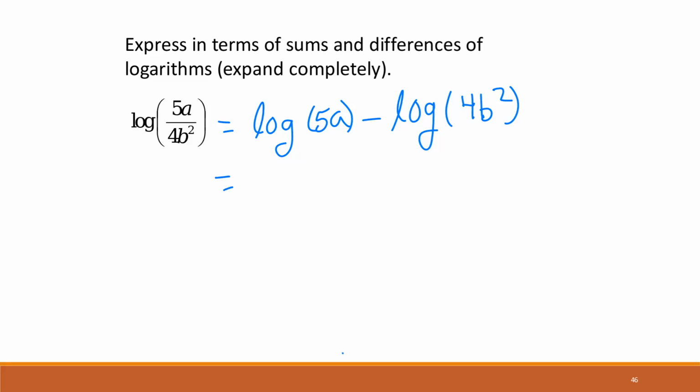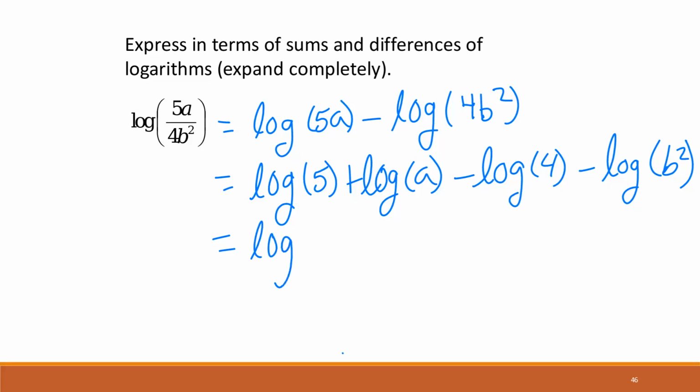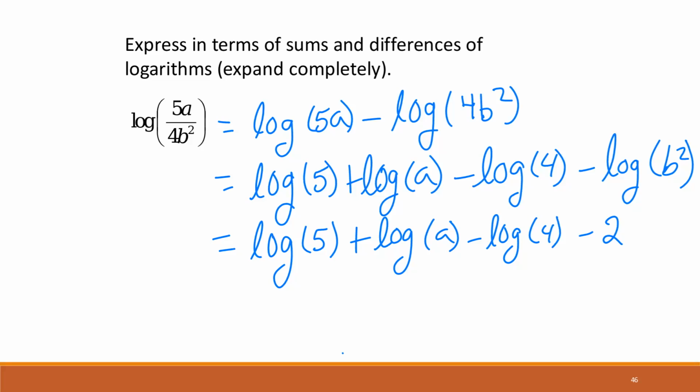So then our next step here would be log of 5 plus log of a minus log of 4 minus log of b squared. I just went ahead and distributed that negative there because I knew I was breaking it up into addition, but that negative is going to be distributed, so I went ahead and did that. So then I can do that exponent rule. So I get log 5 plus log a minus log 4 minus 2 log b.